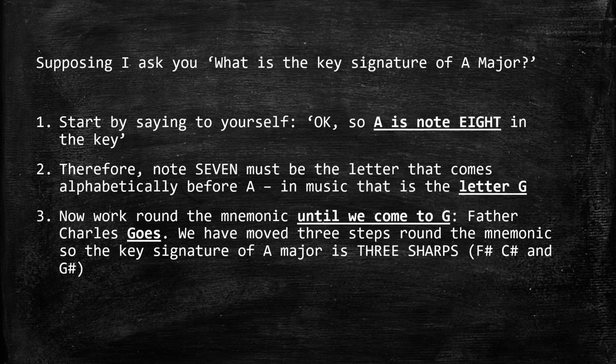Now, work round the mnemonic until we come to G. Father Charles goes. We've moved 3 steps round the mnemonic, so the key signature of A major is 3 sharps: F sharp, C sharp and G sharp.